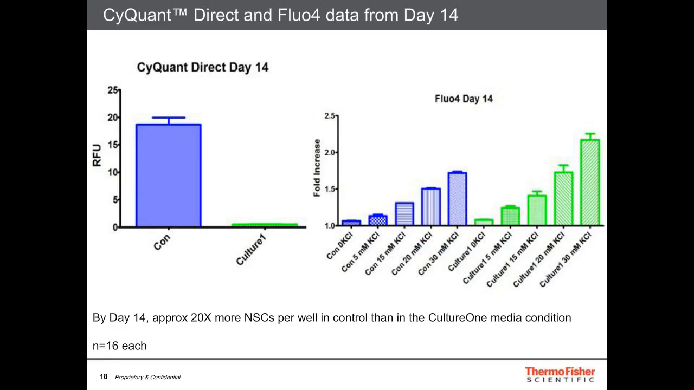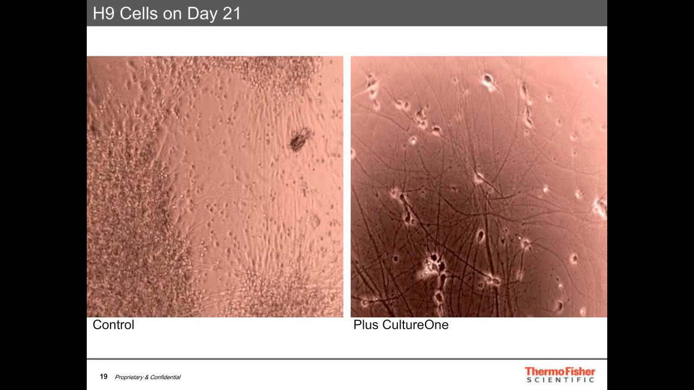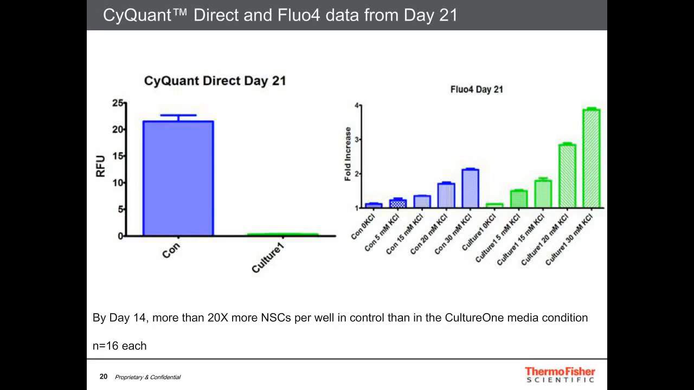And now, here summarized on this slide is the CultureOne quantitative data, the CyQUANT and Flow4 quantitative data, looking at the cell numbers and the relative responses of the cells on day 14. So despite the fact that there are 20-fold more cells in the control condition, we have smaller responses in the Flow4 assay.